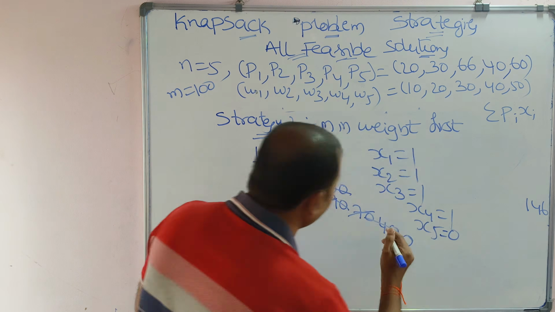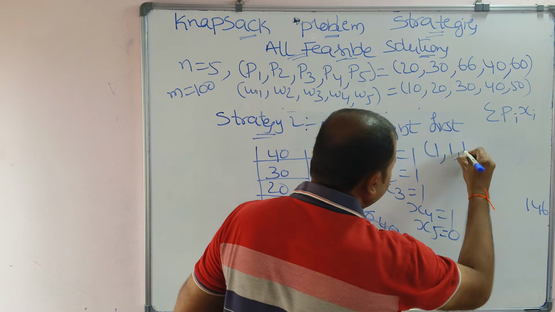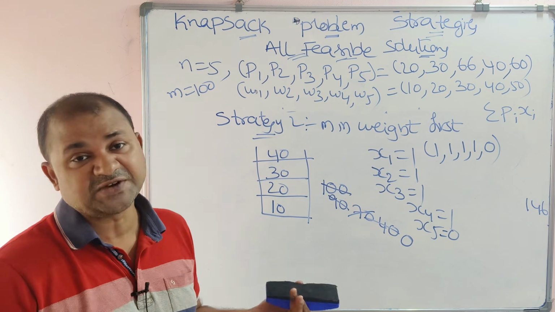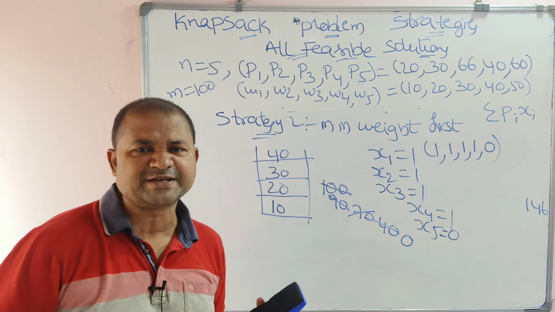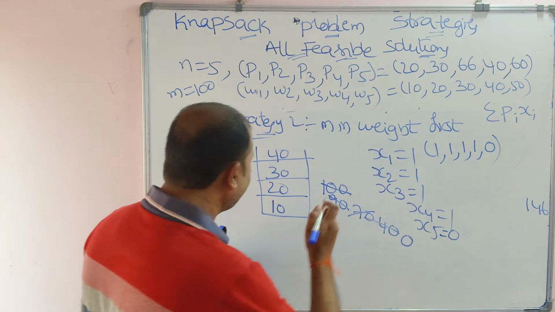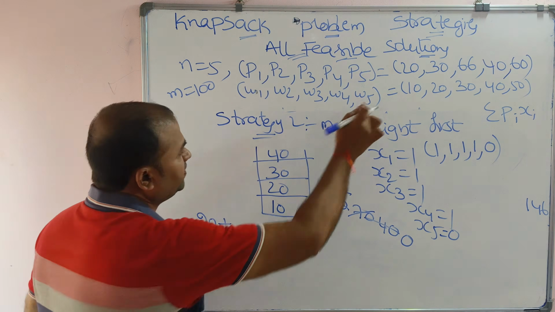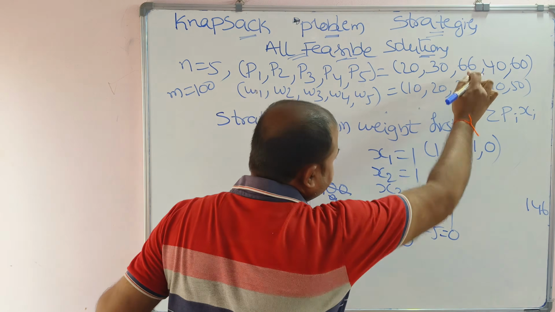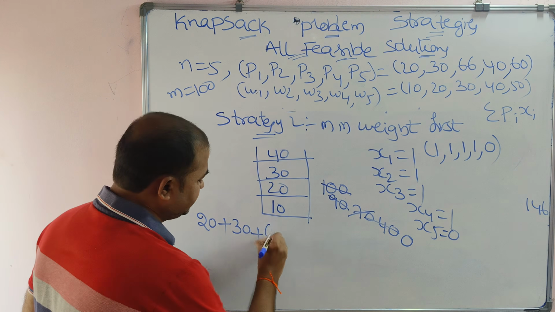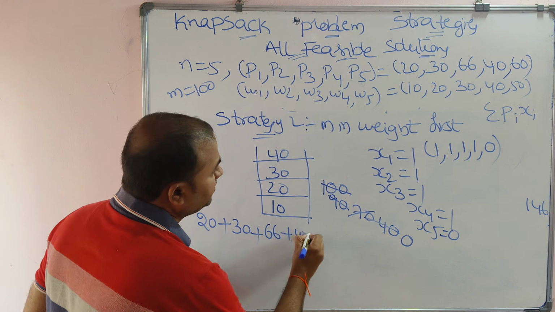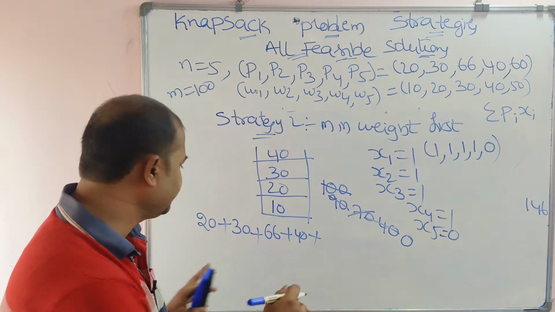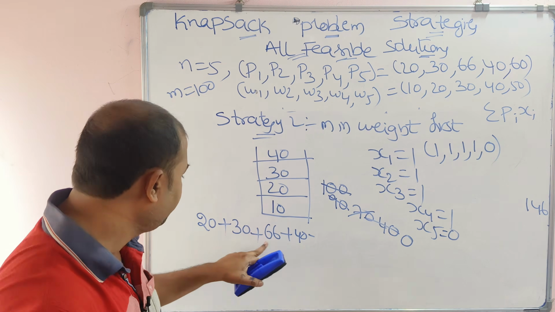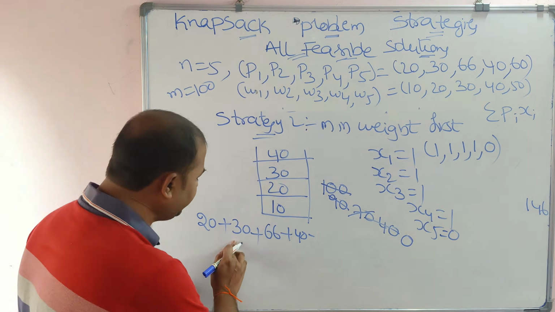What is the solution vector now? x1 is 1, x2 is 1, x3 is 1, x4 is 1, x5 is 0. Now calculate the profit. What is the formula? P1 into x1 plus P2 into x2 likewise. What is P1? 20. What is x1? 1. So 20 into 1, 20. P2 is 30, x2 is 1, so 30. Next, P3 is 66, x3 is 1, so 66. Next, 40. Next, 60 into 0, 0. So add these values. 20 plus 30, 50.